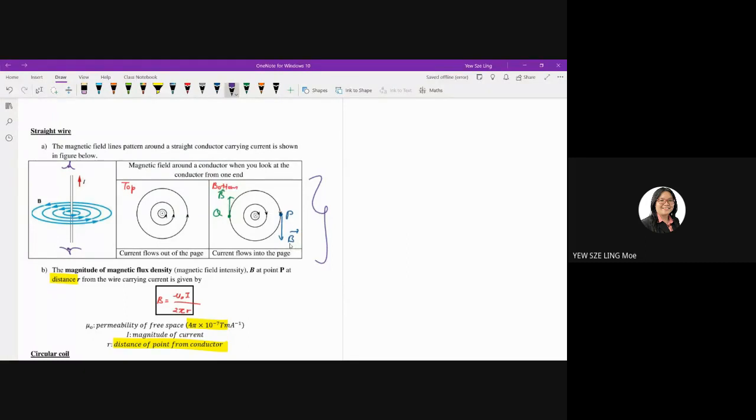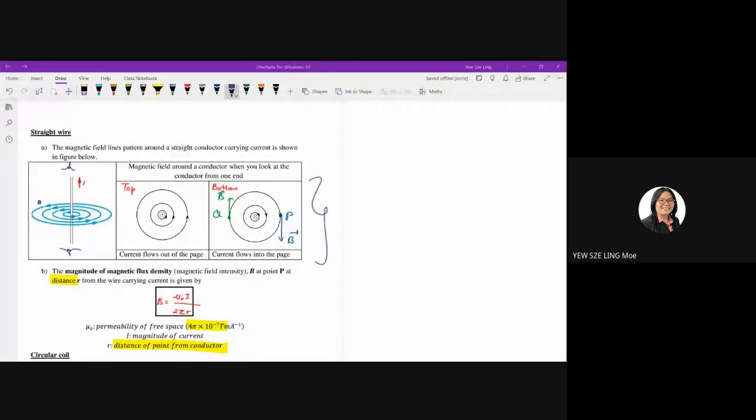Kamu tengok dari atas ke dari bawah, kamu kena beritahu dengan jelas dalam Anda punya solution. Kenapa? Kenapa saya kata Anda kena beritahu dengan jelas?